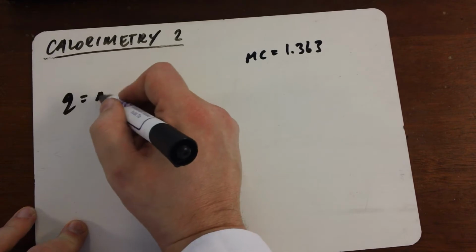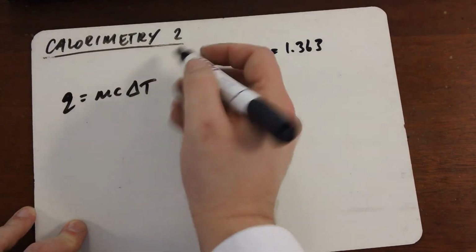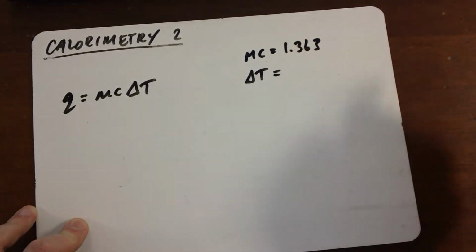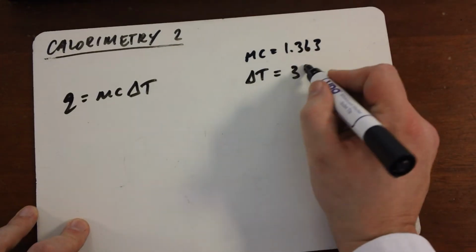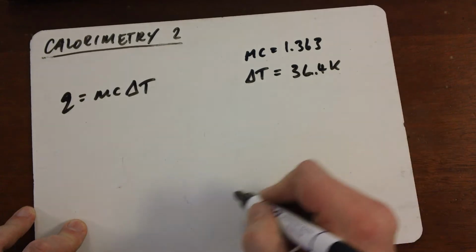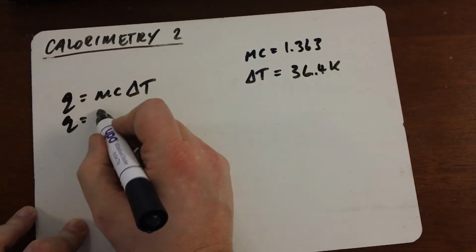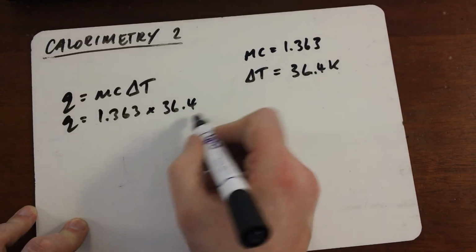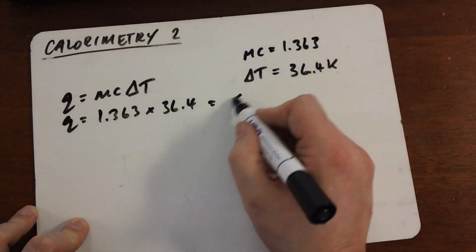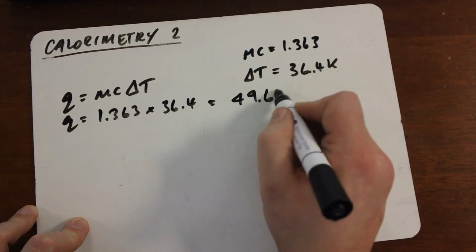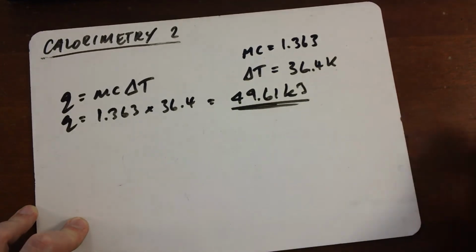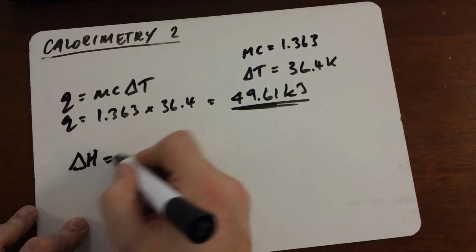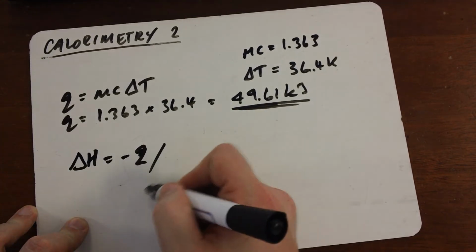So now, mc delta T, we know this value is this one. The change in temperature for this second reaction was 36.4 Kelvin, so then we can work out what Q is. So that's 1.363 times 36.4, and we get 49.61 kilojoules.